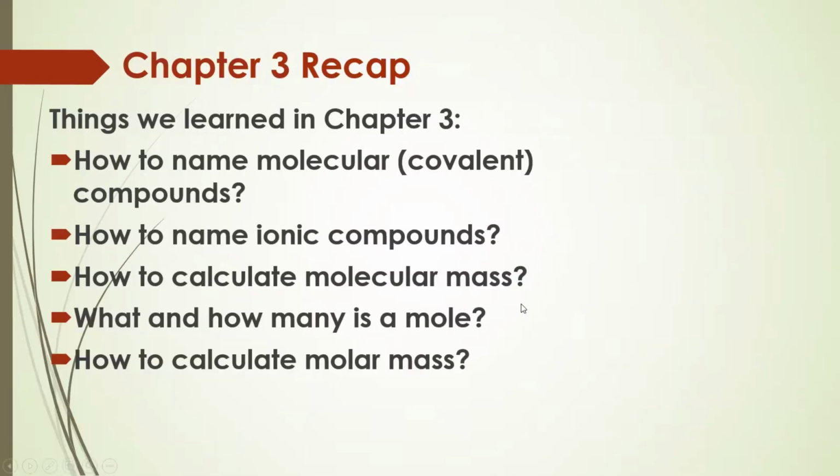So just to recap, these are all the things that we've learned in Chapter 3: how to name molecular or covalent compounds, which were nonmetals to nonmetals; how to name ionic compounds, which were metals bound to nonmetals; how to calculate molecular mass; what and how many is a mole; and how to calculate molar mass.